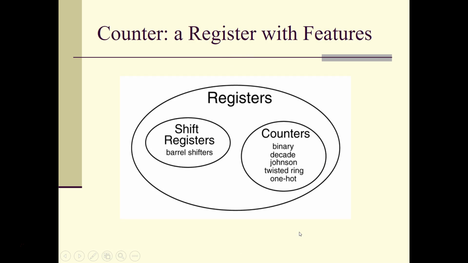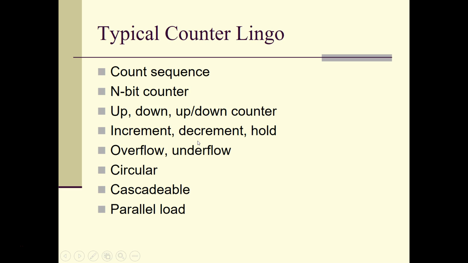So we're going to talk about counters today. A counter is a type of register. Here's your Venn diagram. A whole bunch of different types of counters out there. We are going to use one type of counter, which is this binary counter. Certainly, if you're really into it, you could look up these other counters. All we're really interested in is binary counters. Next time, we'll talk about shift registers and how cool they are, but today it's just counters.